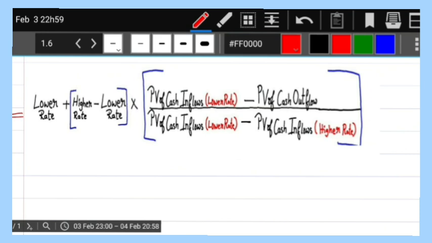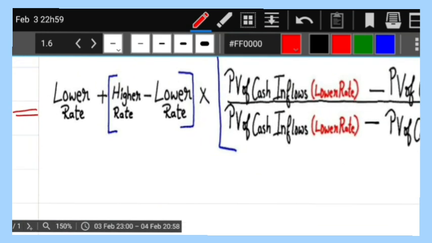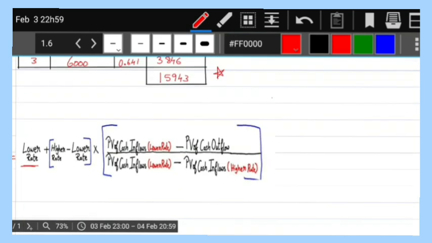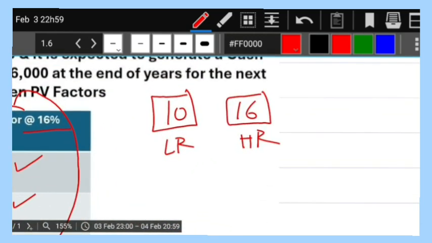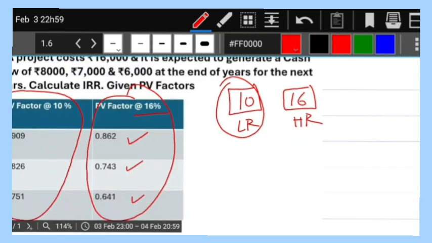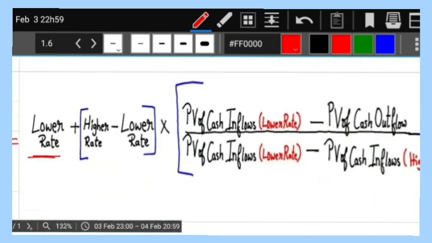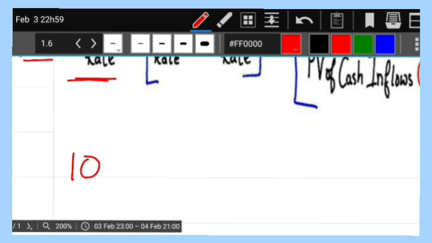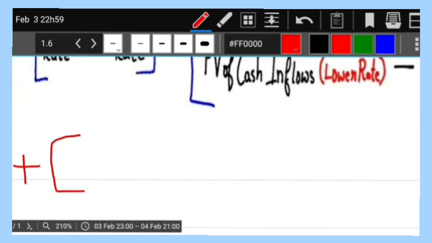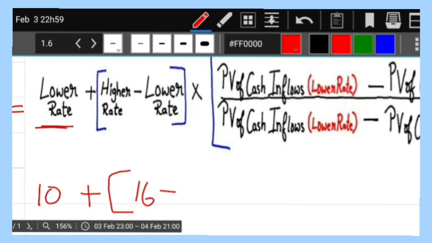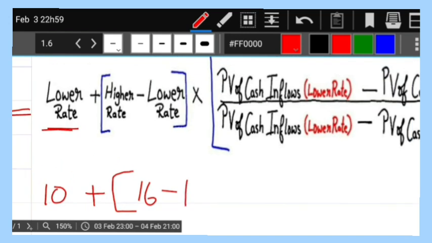Now keep complete concentration here. The first is lower rate. As I said to you earlier, lower rate means which in 10 and 16 is low? 10, right? So write down the same. Don't put percent, directly write 10. Okay, then plus bracket, higher rate. Here higher rate is 16, right? 16 minus lower rate. Lower rate is 10, right? Then multiply. Put a bracket again.